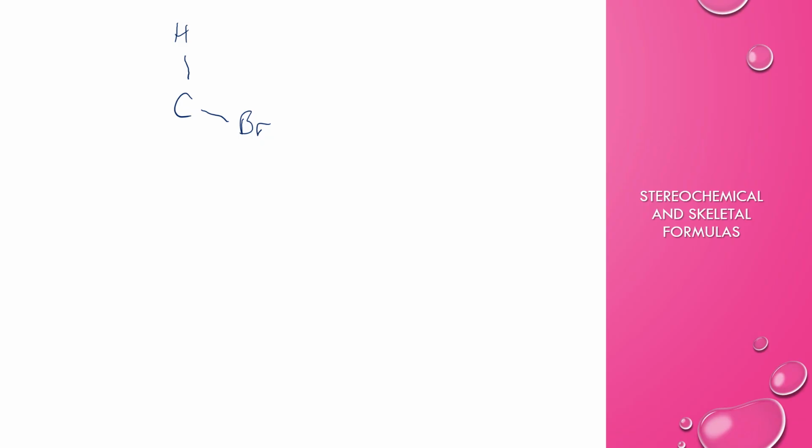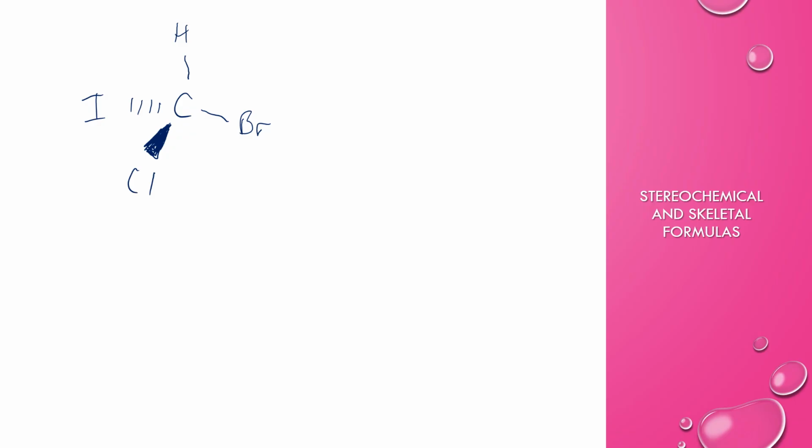So in order for us to depict that in 2 dimensions, we're going to use a wedge coming out of the page. So this wedge represents that it's coming towards you out of your screen. Right, let's say that's a chlorine. To show going behind the page, we use dashes like this. And so, let's say that's iodine, right?